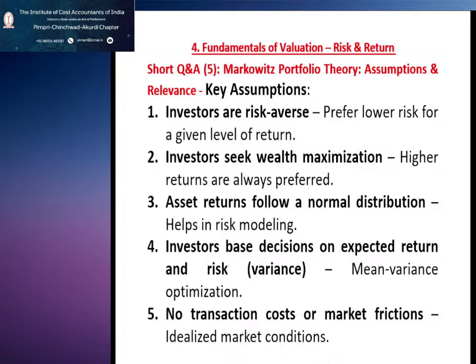So the key assumptions involved are that investors are risk averse. They prefer lower risk for a given level of return. Second assumption is investors seek wealth maximization. Higher returns are always preferred. So if there are two portfolios or two securities, whichever has the higher expected return, the investment will be done in that security. So higher returns are always preferred.